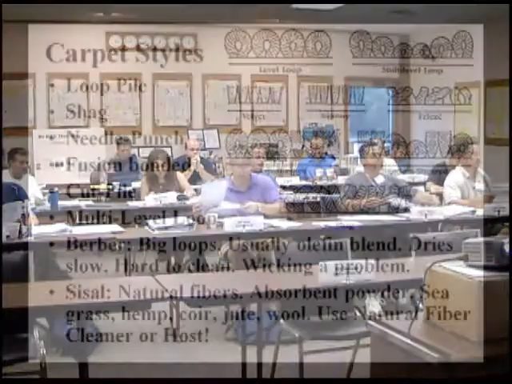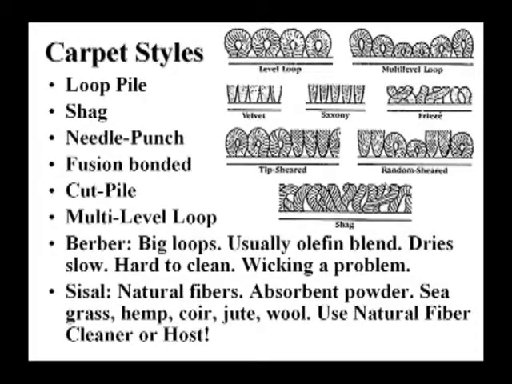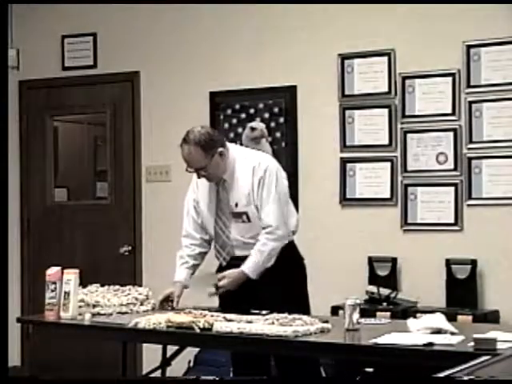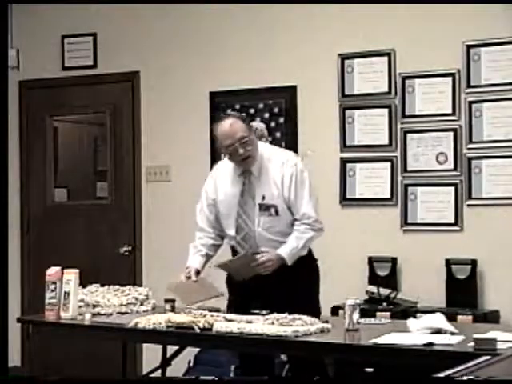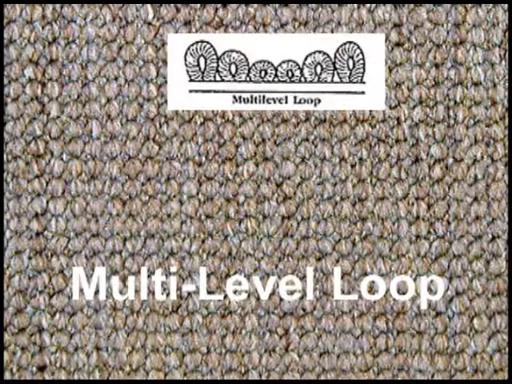And actually, all carpet starts out as loop pile. It's just whether the loops are snipped or not is the big difference here. If we look at some of these, again, within the loop, we've got level loop, multi-level loop. What in the world is that? Here's level loop. Means the loops are the same size. Multi-level loop means what? Means the loops are different size.